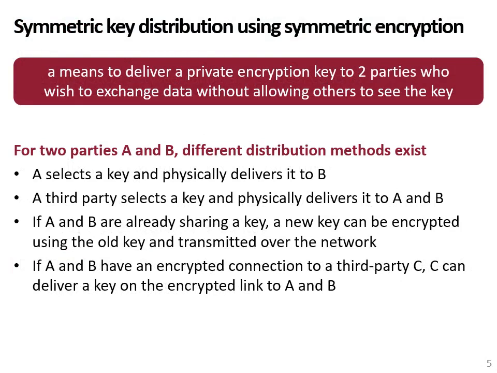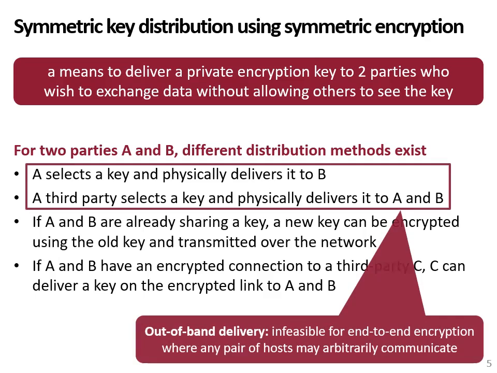Let's take a look at why the last option is the best one. Options 1 and 2, where a key is physically delivered, are obviously infeasible in a large-scale network with end-to-end encryption. The communicating parties may be very far away from each other, or there can be a lot of possible partners to communicate with. These two are referred to as out-of-band delivery, and therefore they are only useful in small-scale scenarios, such as, for example, when communicating between the sites of a company, where it is possible to physically deliver a key.